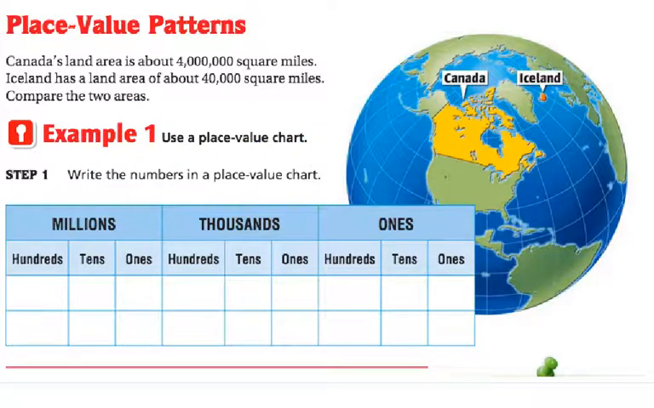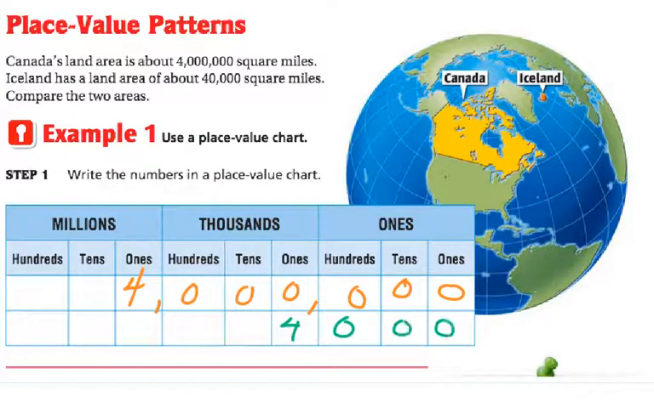So this is one of the strategies that we want to be comfortable with using by the end of this lesson today. So what we're going to do is plug in those 2 different numbers into our actual place value mat. So we have 4 million, and then we have the other one, which is representative of Iceland, which is 40,000.